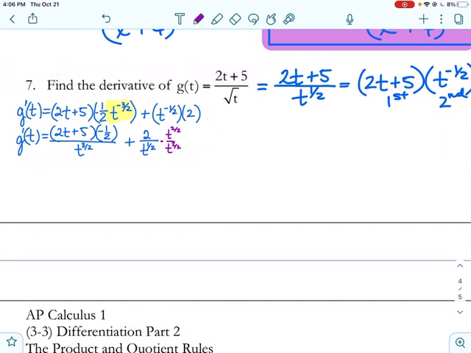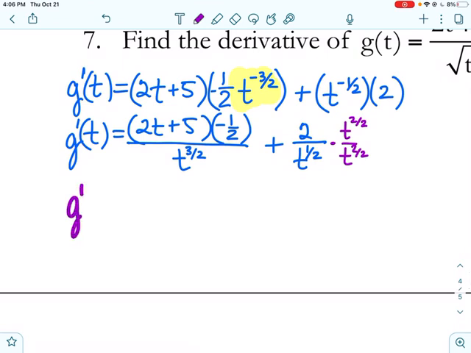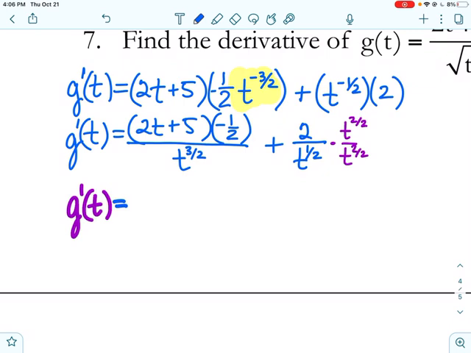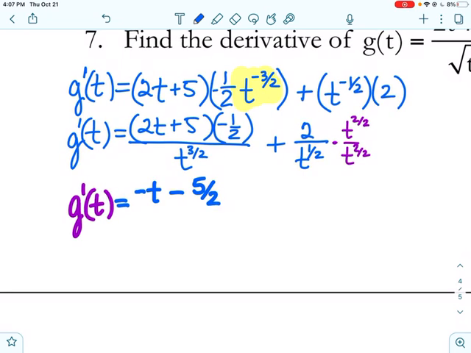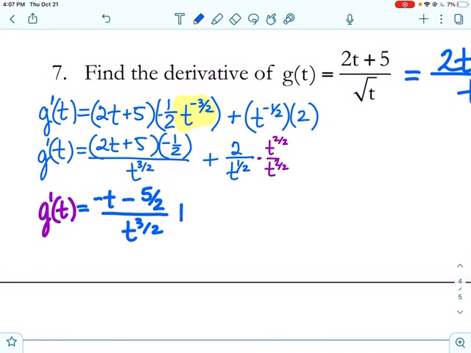Okay, so now I'm going to distribute the negative 1/2 in the first grouping, so I get g prime of t. So that's going to be negative t minus 5/2. That would be over t to the 3/2. And then I get 2t. So it's plus 2t in the numerator, and that would be over t to the 3/2.